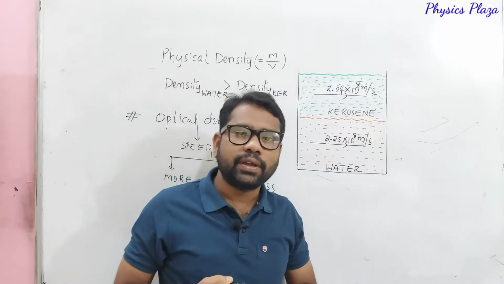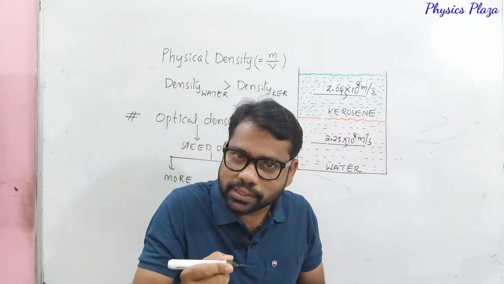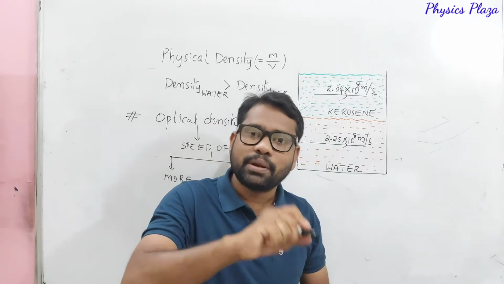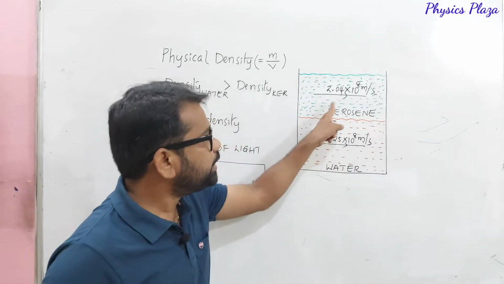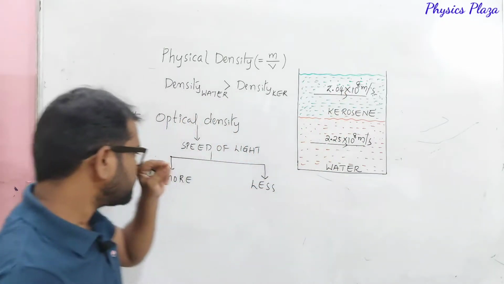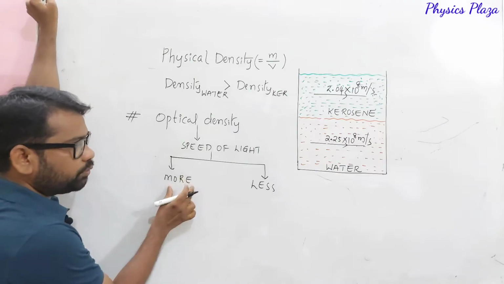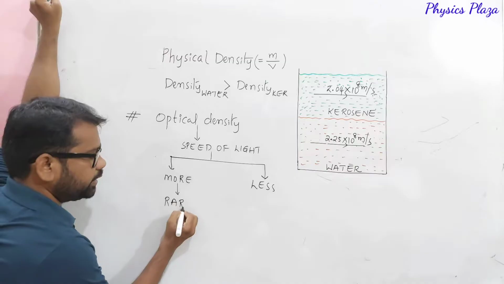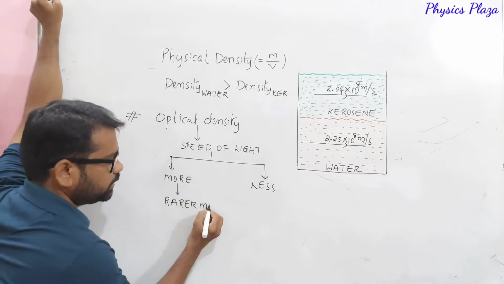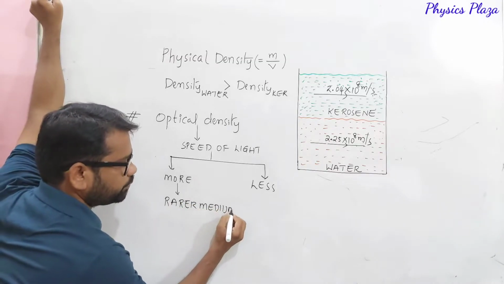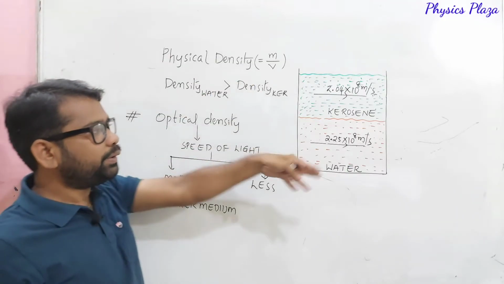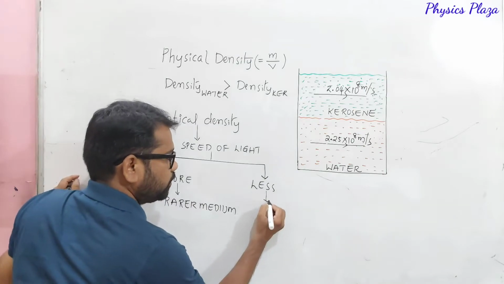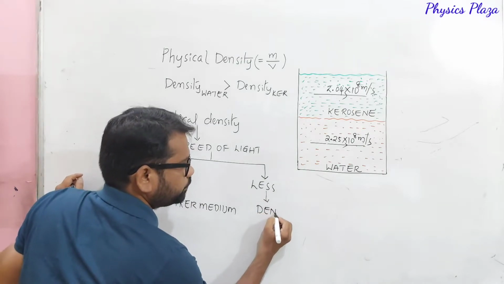On what basis are we concluding this? We are defining denser medium and rarer medium based on the speed of light. So, if the speed of light is more when you compare with another medium, that medium we can call a rarer medium. Very, very important. Whereas, when compared with a particular medium, if the speed of light is less, then such a medium we can call a denser medium.